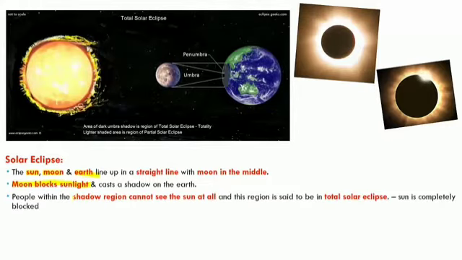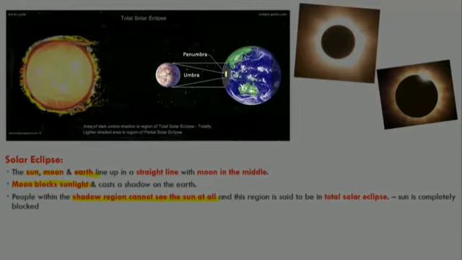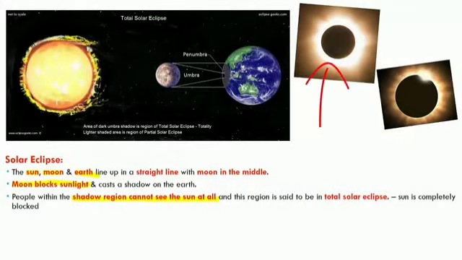Now, because of this, what happens? Some people within this shadow region cannot see the sun at all. For example, this region that is very, very dark, these people cannot see the sun at all. For them, the sun is visible like this because the moon is right in the center, so they can only see a halo around it. So these people who see the sun like this are said to be in total solar eclipse. For them, the sun is completely blocked.